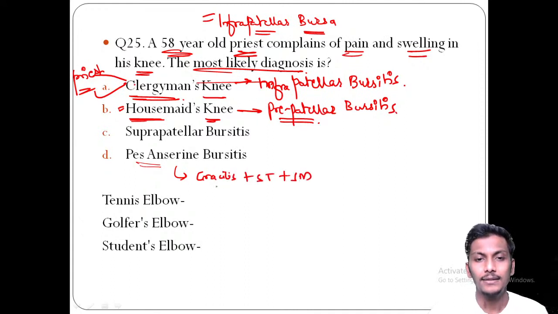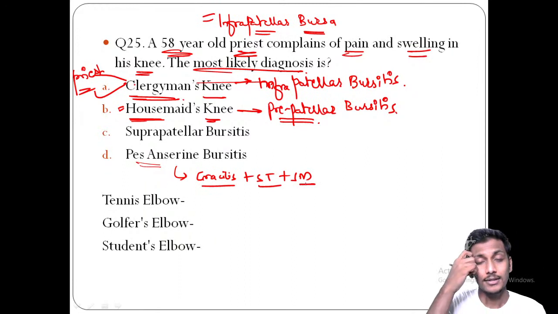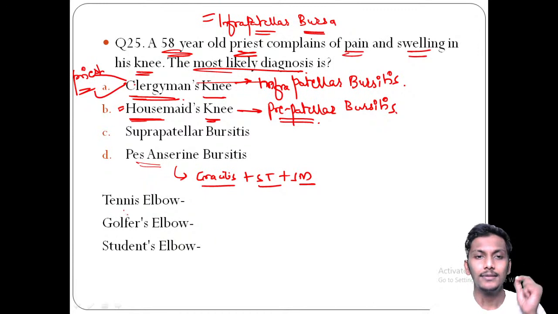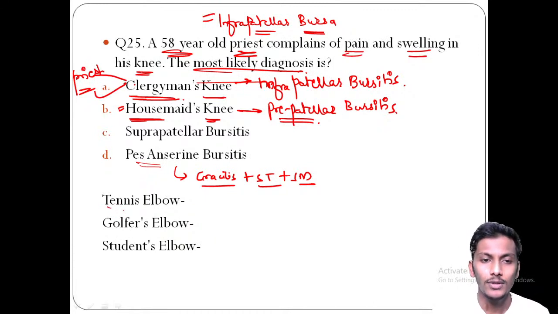So please remember, pes anserine is a tendon for semitendinosus, semimembranosus and gracilis muscle, right? So next one, what are the important eponyms that we need to remember over here? Along with clergyman's knee and housemaid's knee, we also need to remember 3 more important eponyms. Those are your tennis elbow, golfer's elbow and student's elbow.